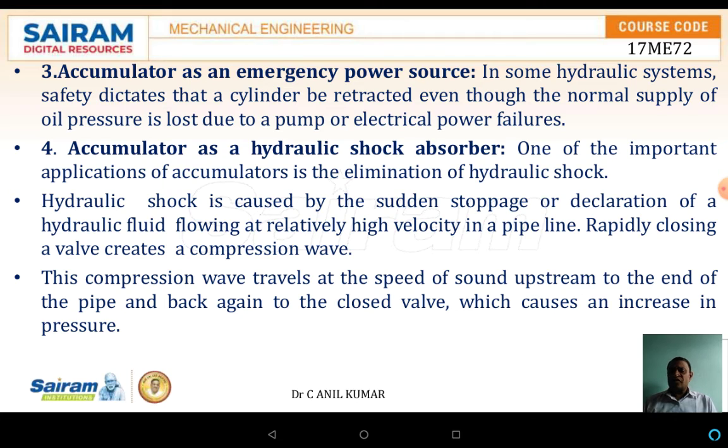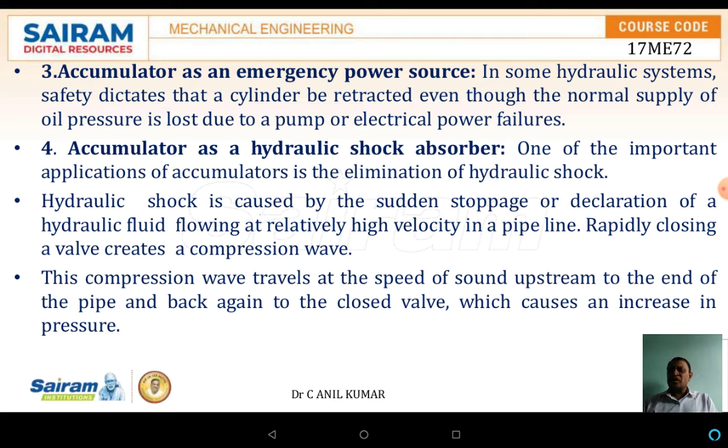The third application is that the accumulator is used as an emergency power source. In some hydraulic systems, safety dictates that the cylinder be retracted even though the normal supply of oil pressure is lost due to pump or electrical power failure. In such cases, these accumulators are used as emergency power sources.